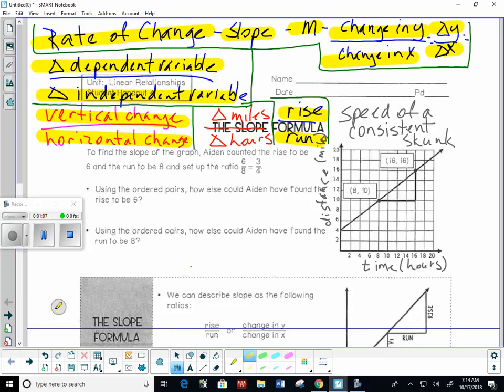Or if you look here at our y-axis, it's a descriptor of the speed of a consistent skunk, going to be in distance. So that's going to be our rise. So it's the change in miles. And here is our horizontal axis, time in hours, over our x.